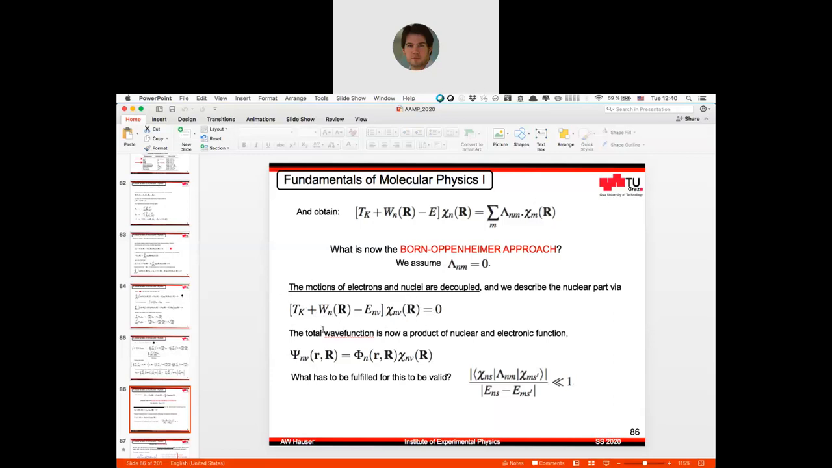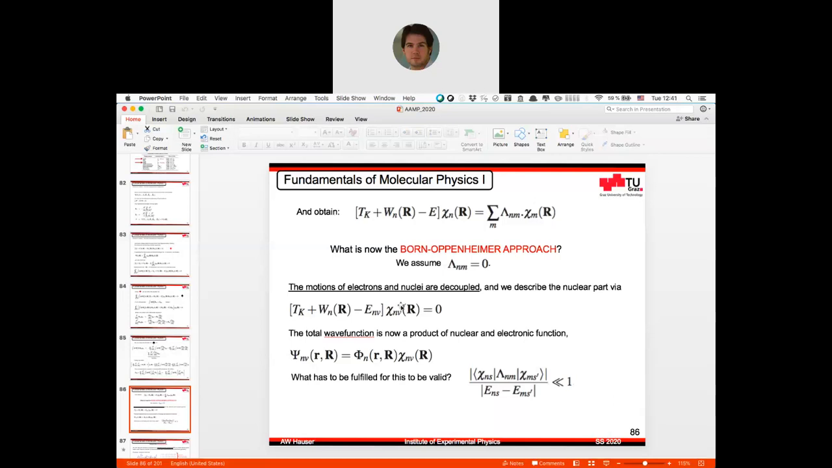You would typically do it on the computer with some finite differences method, for example, but you have a one-dimensional eigenvalue problem. You are given a potential function, Wn of r, and you try to find the corresponding wave function, which in this case is the nuclear wave function, giving, if you square it, the probability of finding the nuclei at a certain position in space.